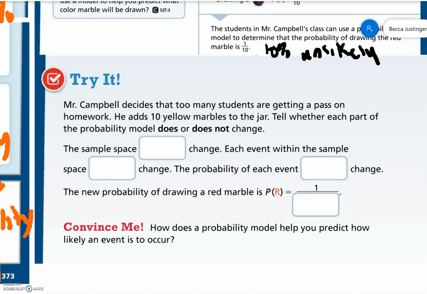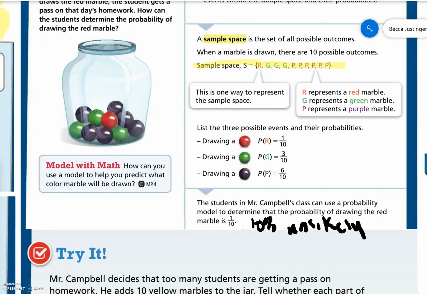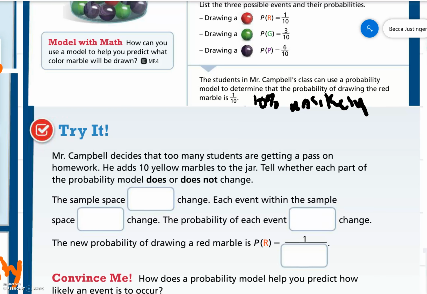Try it. Mr. Campbell decides that too many students are getting a pass on homework. He adds 10 yellow marbles to the jar. Tell whether each part of the probability does or does not change. The sample space. Sample space is how many? Remember that our sample space was here. Does the sample space change? Yes, the sample space does change, because now it's going to include the 10 yellow marbles. Each event within the sample space does not change.